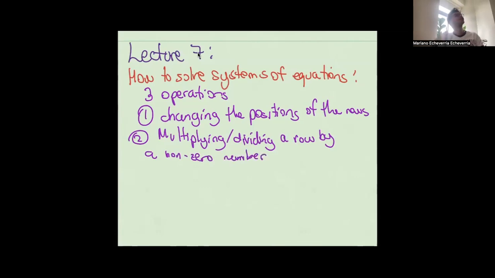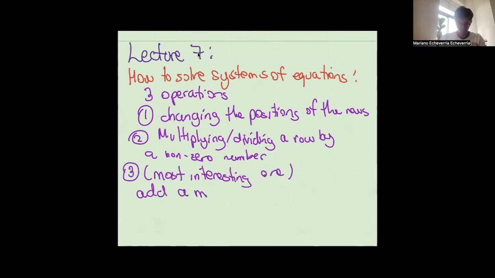Okay, and the last operation is the most interesting of the three, actually. You can combine equations together, like add equations together, with the extra benefit that you can multiply one of the equations by a number. So I can write it like this: you can add a multiple of one equation to another equation of one row. When I say row or equation, I mean them as synonyms. So saying a row or equation are the same for us now. Add a multiple of one row to another row.